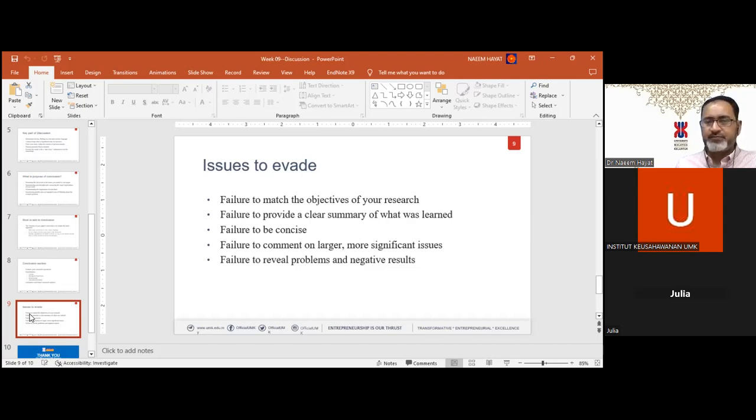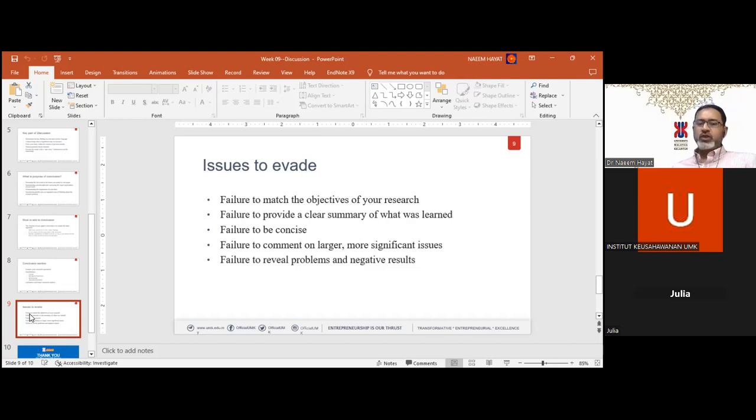Failure to be concise. The conclusion is the last thing. If it is very lengthy, it creates a lack of attention among the readers. So it must be concise. To my understanding, I always have in my mind that the conclusion section must be 10 to 15% of the total word count of your paper. So if you are writing 8,000 words, your conclusion may be only 600 to 800 words.